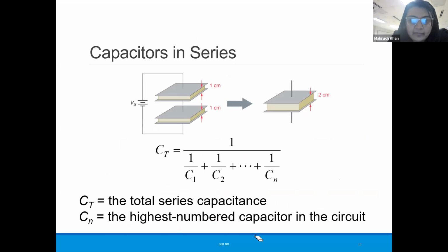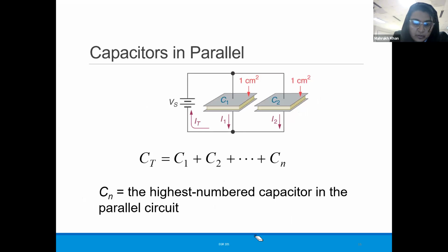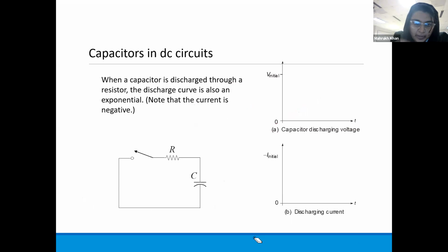Okay. So we know that when capacitors are connected in series, it is opposite to what we were doing in the case of resistors. So we will do 1 over CT equals 1 over C1 plus 1 over C2, and so on up to the number of capacitors connected in series. Then capacitors in parallel will be just the addition of the capacitors: CT equals C1 plus C2 plus C3 up to Cn. Okay, so this is another thing we talk about: capacitors in a DC circuit, how they perform.